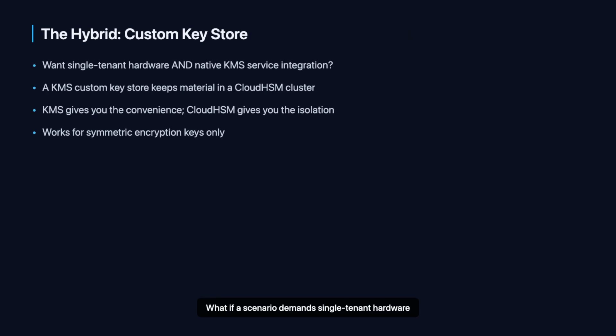What if a scenario demands single-tenant hardware and native KMS integration across Amazon Web Services services? For that, there's the KMS custom key store. It keeps the actual key material inside a CloudHSM cluster, while KMS provides the familiar service integration on top. You get the convenience of KMS with the isolation of CloudHSM. The one limitation to remember is that it works for symmetric encryption keys only. When a question asks for both dedicated hardware and broad service integration, the custom key store is your answer.